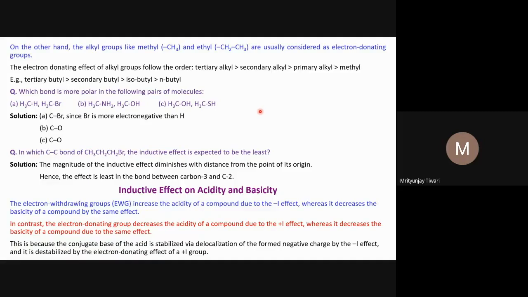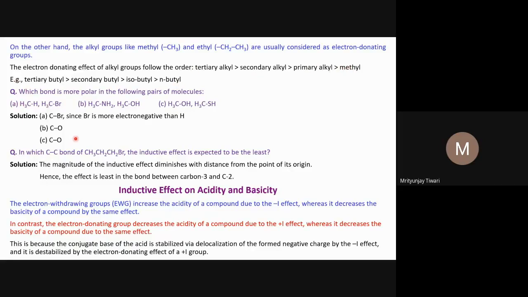So what do we see? Although this carbon atom has a branch at the second carbon atom, this is only a primary hydrocarbon, so it will behave as a primary alkyl group. And then the n-butyl group: if this is the butyl group and the carbon atom is linked to the main chain, this is called the n-butyl group. So the electron donation tendency is highest for tertiary butyl, then secondary butyl, then isobutyl, then n-butyl. That is, tertiary alkyl, then secondary alkyl, then primary alkyl, then methyl.